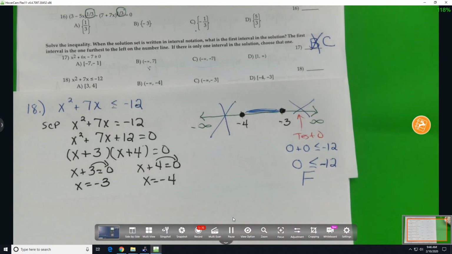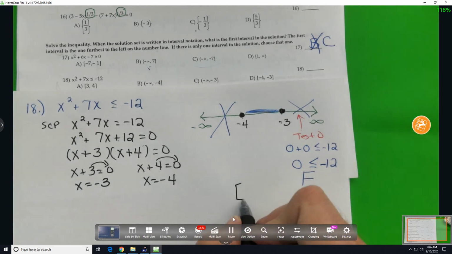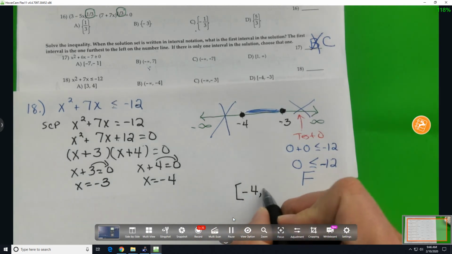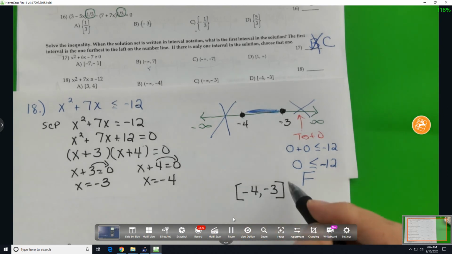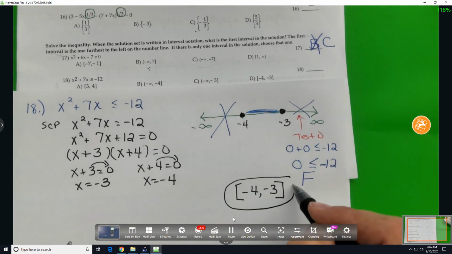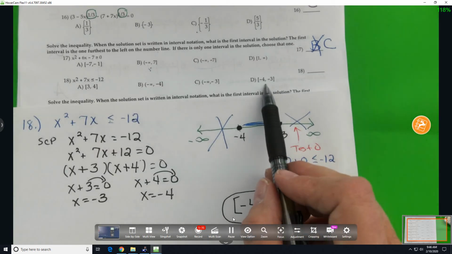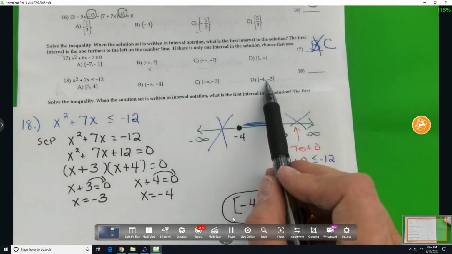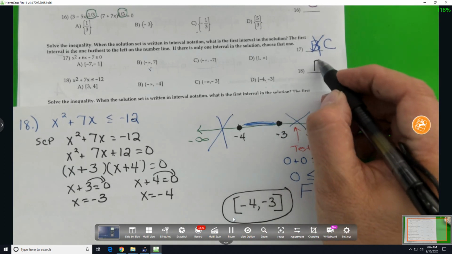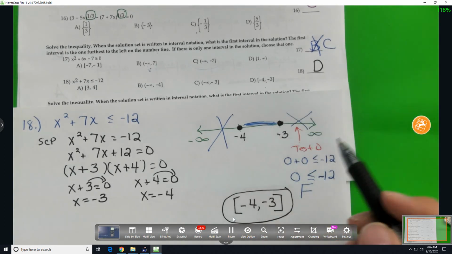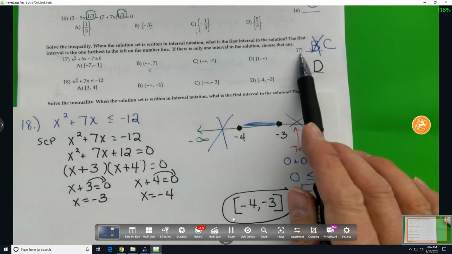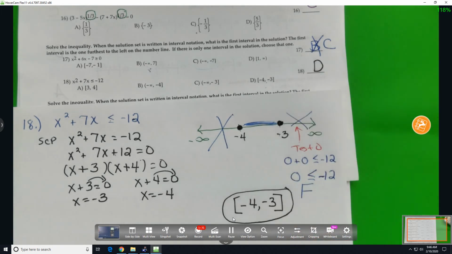So, if this were on the homework, you would type in bracket, negative 4, comma, negative 3, bracket. And that's the only interval. That's the one that's listed, and that's the one you choose. Okay? Don't help me on this one. Did I do it right? Unlike number 17. Okay?